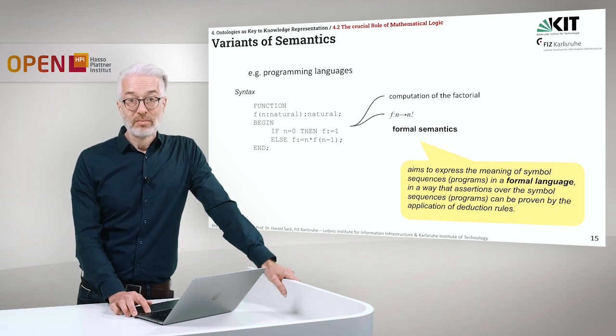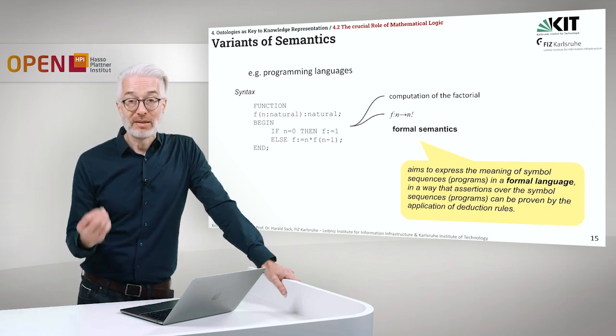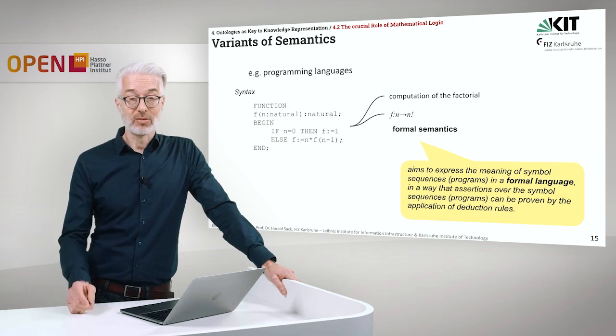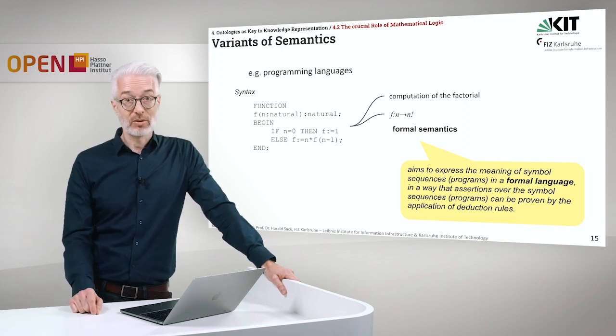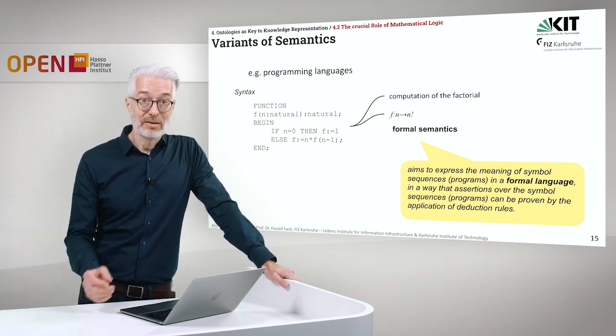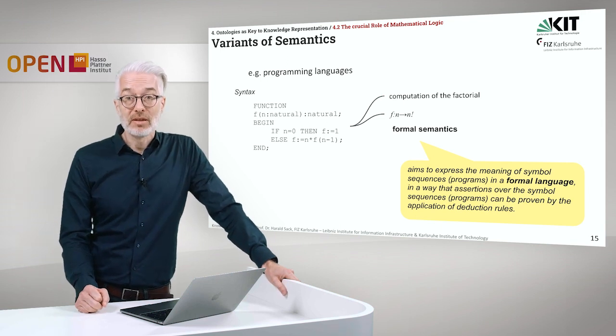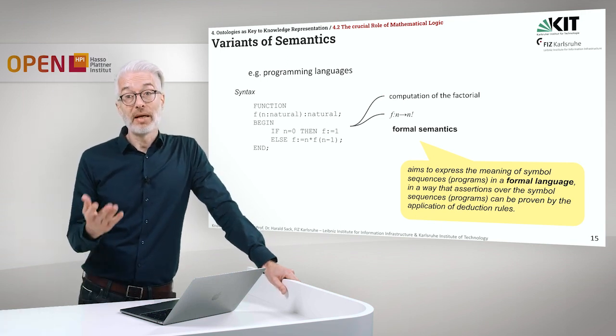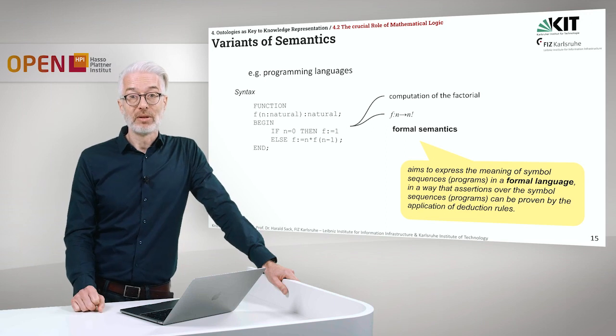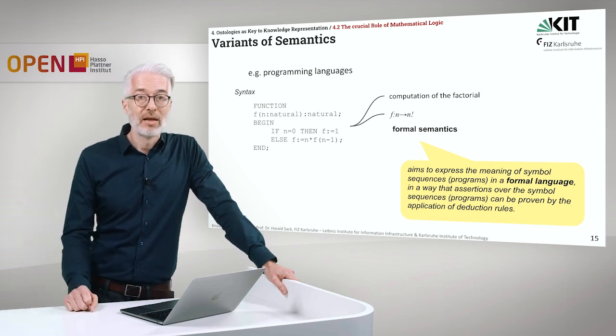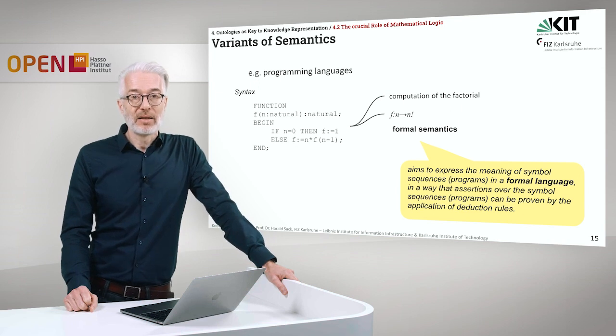However, there are more semantics. There is a formal semantics, which means here you can, of course, write down the formula for the factorial. The formal semantics aims to express the meaning of symbol sequences, which means programs, in a formal language, so that assertions over the symbol sequences, which are programs, can be proven by the application of deduction rules.